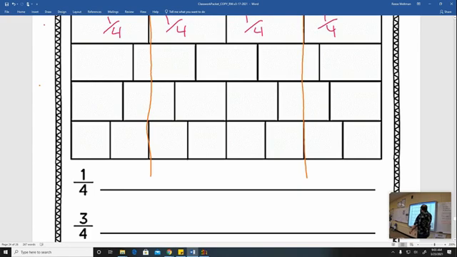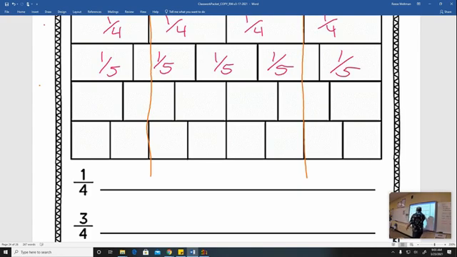Now under the 1/4 section, the fourth, we have 1, 2, 3, 4, 5. So what's our denominator there? 5. And each fraction is what? 1/5. 1/5, 1/5, 1/5, 1/5, and 1/5.